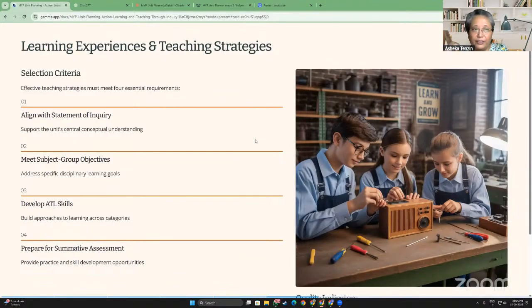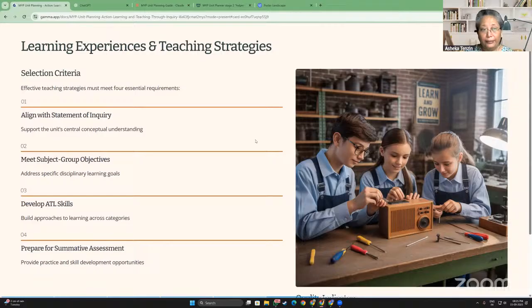So effective teaching strategies must meet 4 essential requirements. So what are the 4 essential requirements? Number one, it has to align with the statement of inquiry. We told you, right? In the beginning of the unit only, you should have one broad statement of inquiry. What are they going to inquire about in this unit? The big picture.